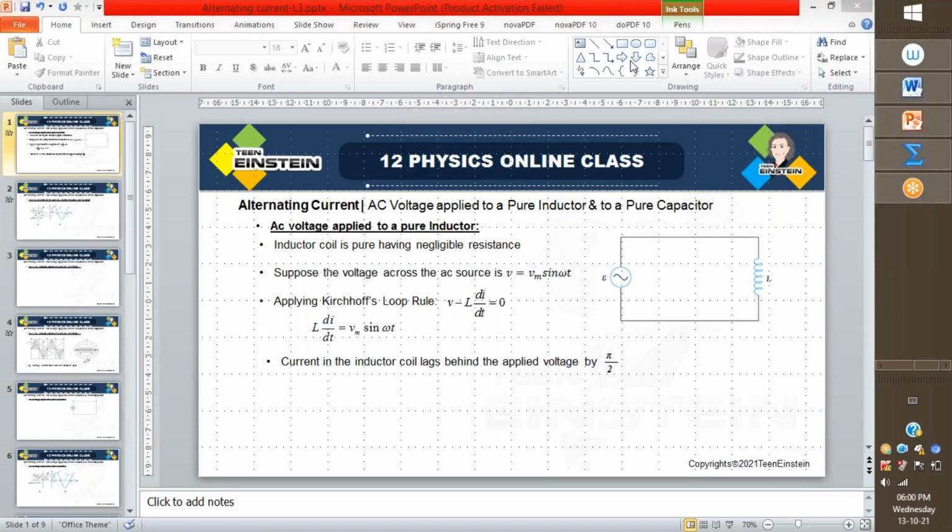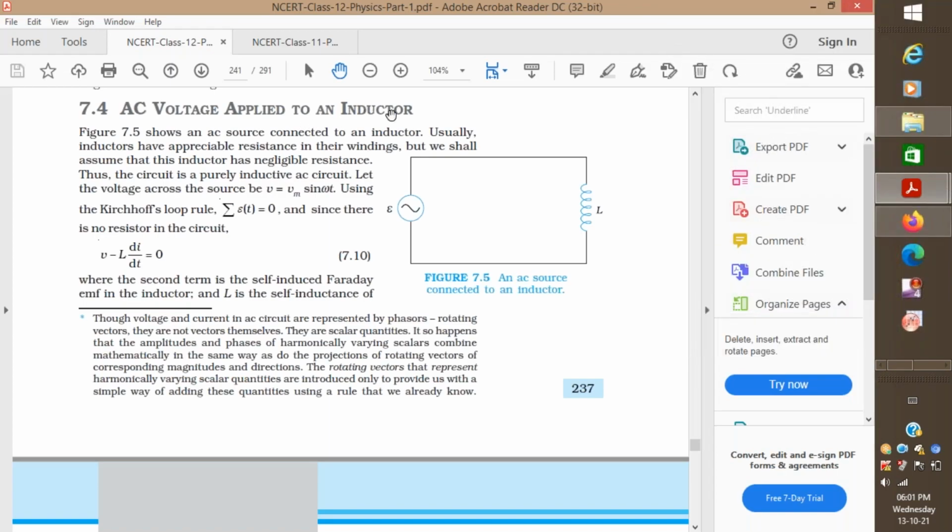So today we'll be learning what happens to the current in the circuit when we apply an alternating voltage to an inductor. Okay, so this is the alternating current chapter.